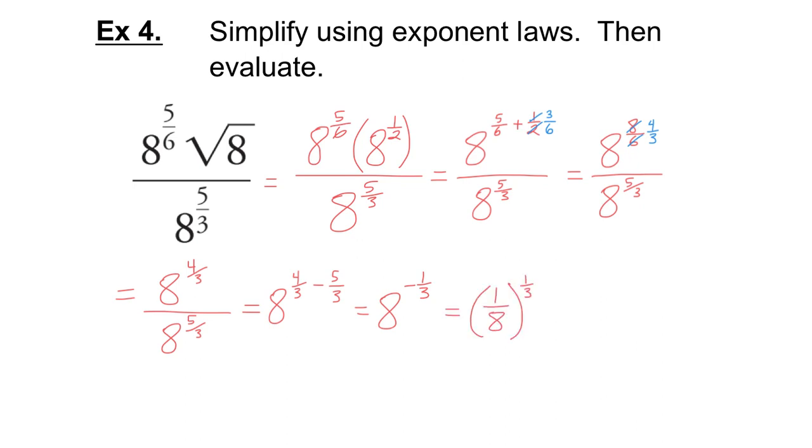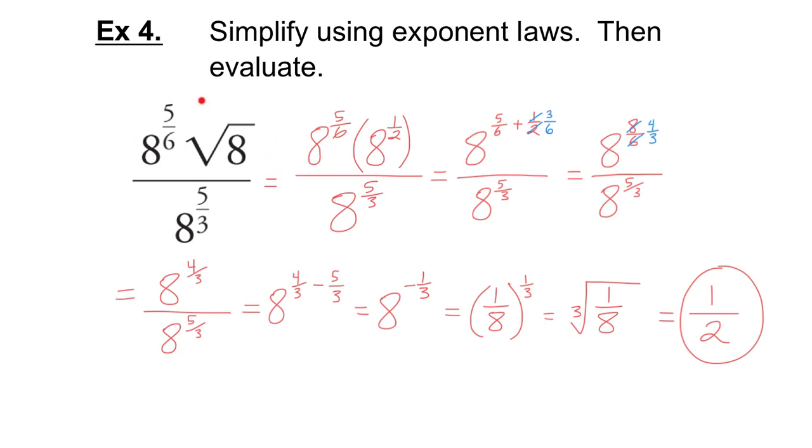Using my negative exponent rule, I can change the base to the reciprocal, and the exponent becomes positive. I have a rational exponent, so I'm going to simplify that. Because the denominator of the exponent was 3, I'm taking the cubed root of 1/8. So the cubed root of 1 is 1, and the cubed root of 8 is 2, so my final answer is 1/2.